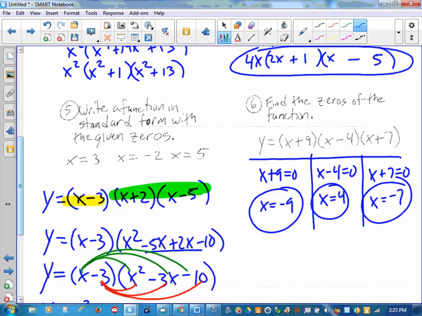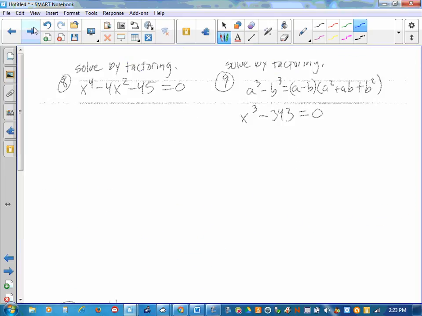So there's my zeros of the function. Number 8. Did you notice I skipped 7? I went from 6 to 8. I didn't catch that until just now. Okay, we're going to solve by factoring.